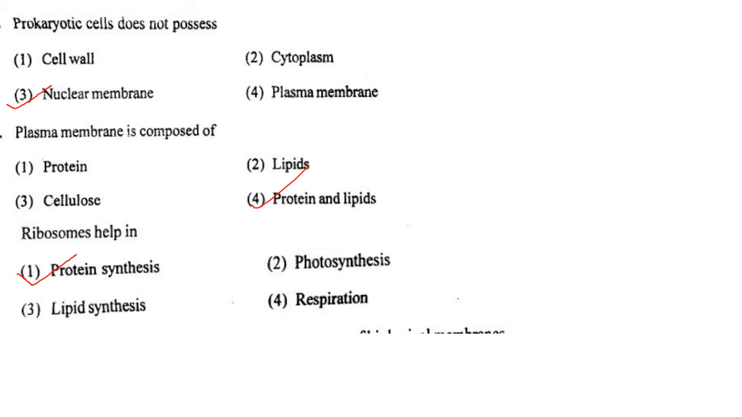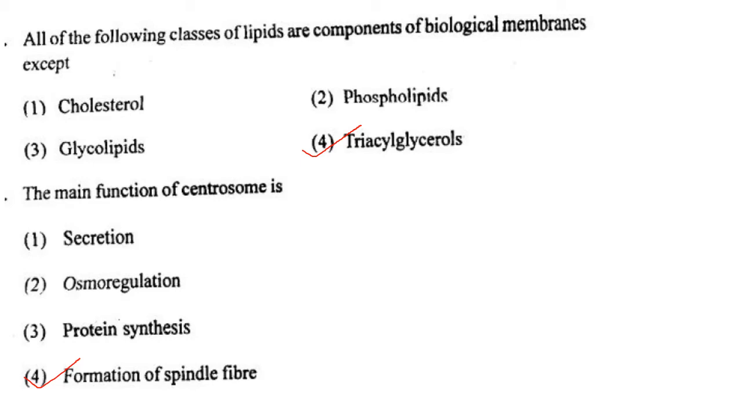Ribosomes help in option 1 protein synthesis, 2 photosynthesis, 3 lipid synthesis, 4 respiration. Answer is option 1 protein synthesis. Next one, all of the following classes of lipids are components of biological membranes except option 1 cholesterol, 2 phospholipids, 3 glycolipids, 4 triacylglycerols. Answer is option 4 triacylglycerols.